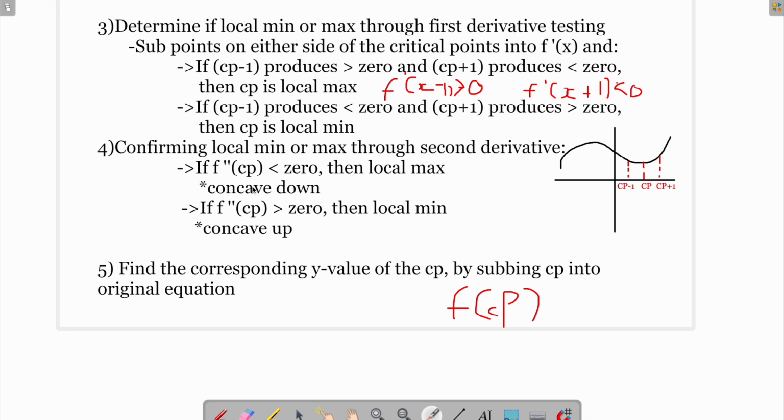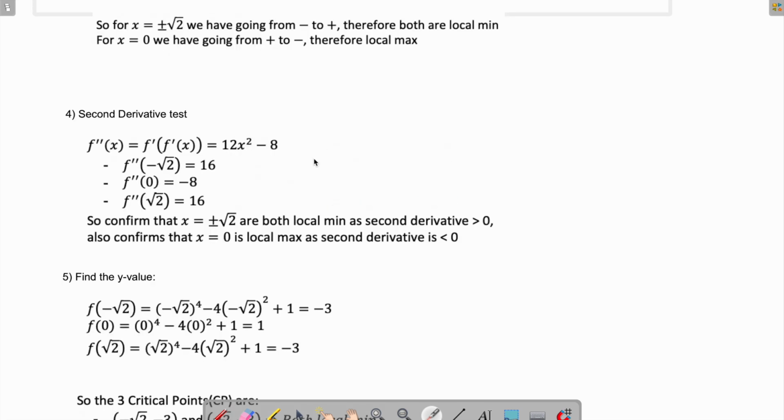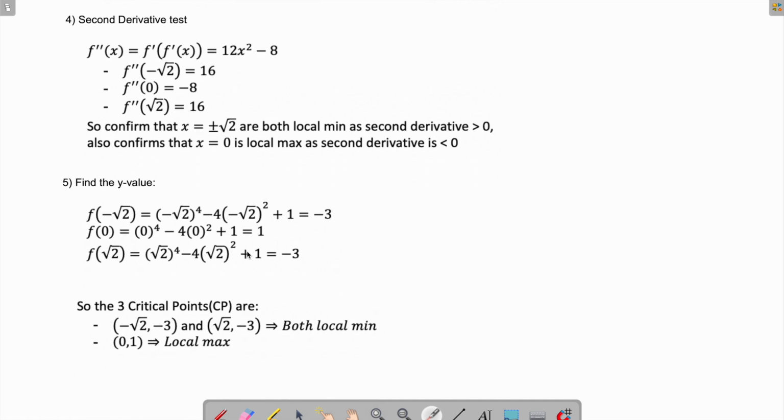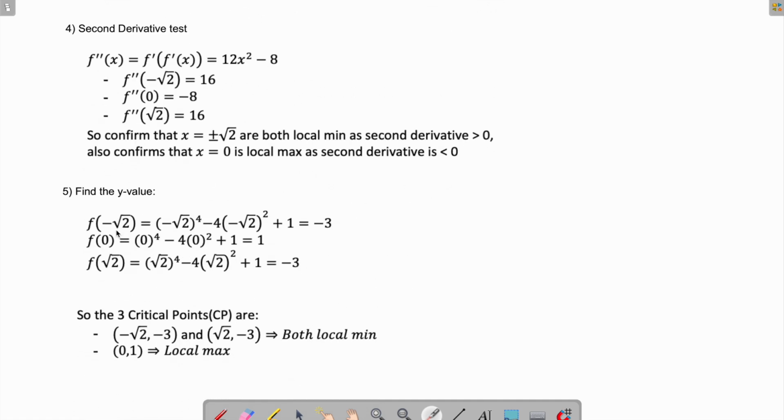Going back to our local min or local max, we see if the second derivative of the critical point is less than 0, it's a local max, concave down. And if the second derivative is greater than 0, then it's a local min. So once again, this confirms that x equals plus minus square root 2 are both local mins, as the second derivative is greater than 0, and confirms that x equals 0 is a local max, as the second derivative is less than 0.